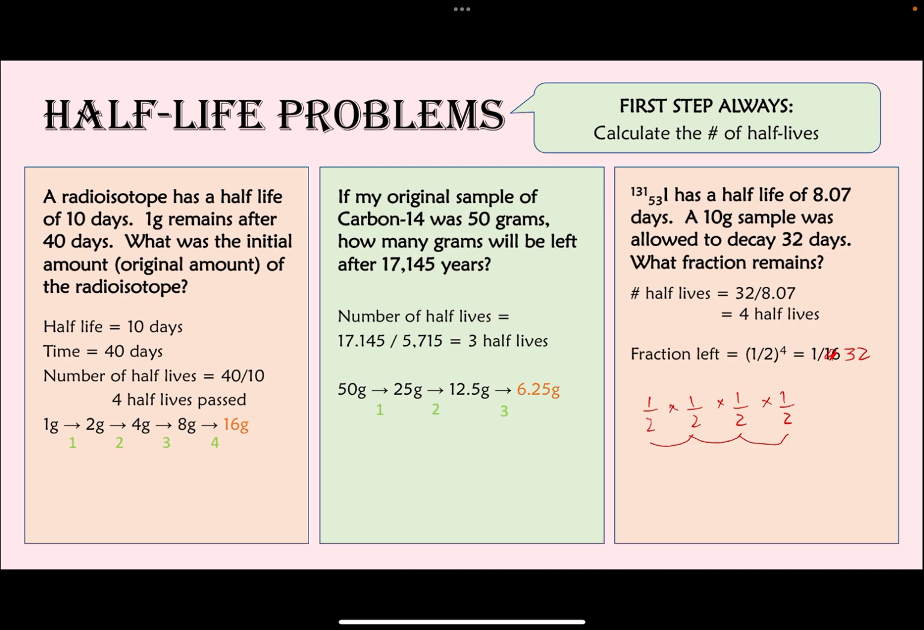All right. So another way to think about it is that, let's say you started with a sample of 1. After the first half-life, you were left with 1 half. After the second half-life, you were left with 1/4. After the third half-life, you were left with 1/8. And then after the fourth half-life, you were left with 1/16.